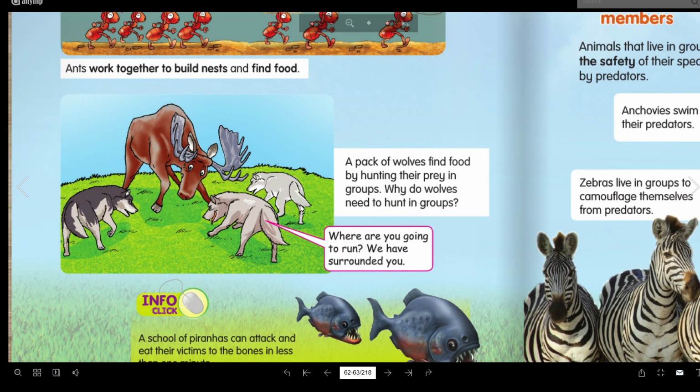Here you can see a pack of wolves find food by hunting their prey in a group. So why do wolves need to hunt in groups? Because when they are in a group, they have more power. They are able to attack easily, right? Where are you going to run? We have surrounded you. As you can see, because the wolves are in a group, they can surround their prey and easily catch the prey, right?